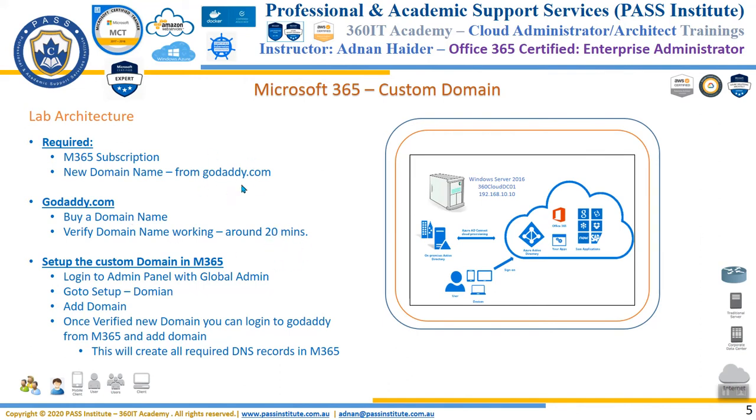We are going to create a new domain name from GoDaddy. GoDaddy is a partner of Microsoft. There is an advantage in using a GoDaddy domain name, and just like GoDaddy, you can use any other big domain registrar. The reason is that when you buy a domain name from GoDaddy, it is automatically linked with Office 365, and when later on you set up the custom domain name in Office 365, it will automatically link with GoDaddy, and all of the DNS records will be created automatically.